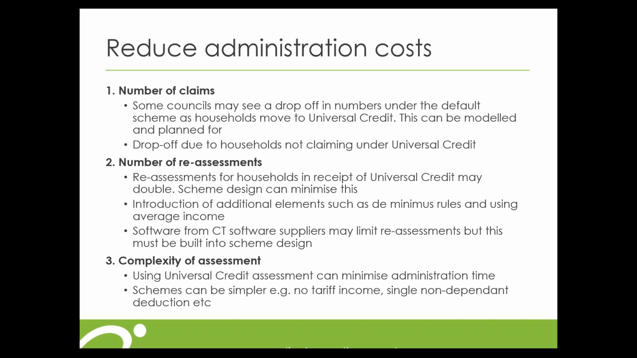And I know that software suppliers are now getting on top of this and introducing ways that local authorities can either introduce de minimis rules or other methods of limiting the number of reassessments. The complexity of assessment is something that can certainly be built into scheme design. And I think this is what an awful lot of local authorities are looking at. Either using the universal credit income as the income, or basically using the default scheme, but taking out certain elements such as tariff income and non-dependants. Move on to the next slide, Janet.